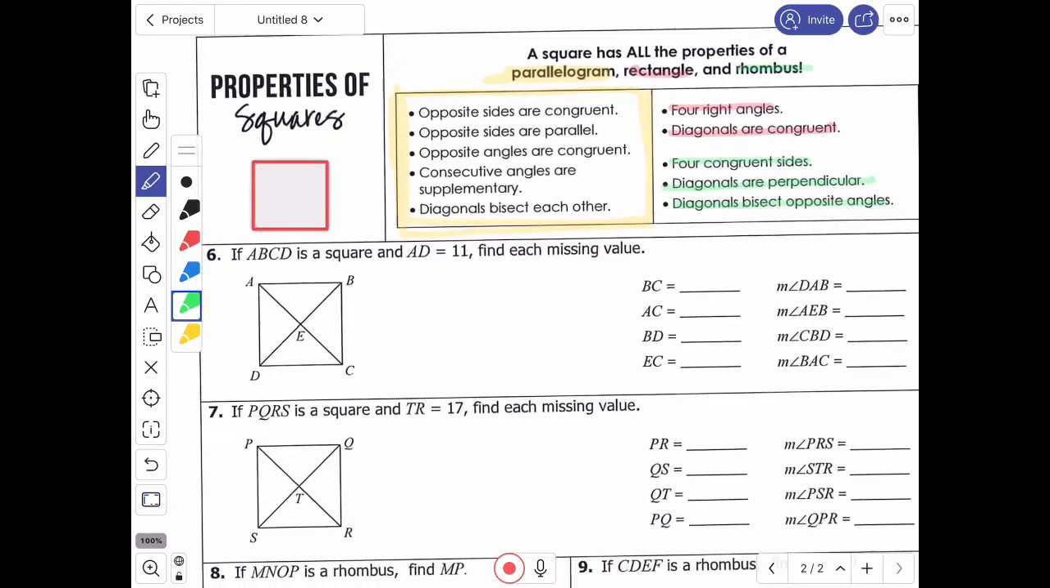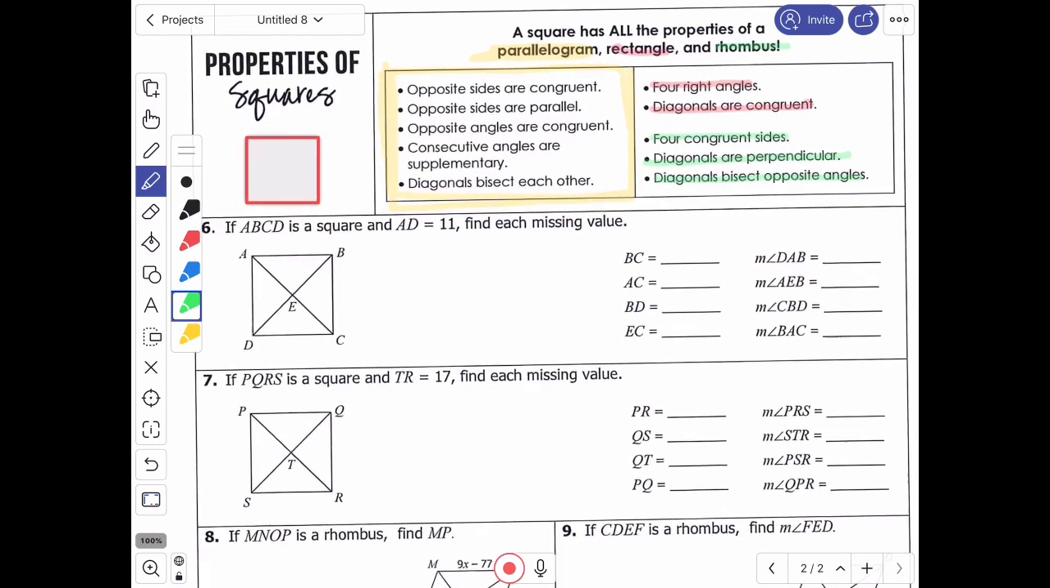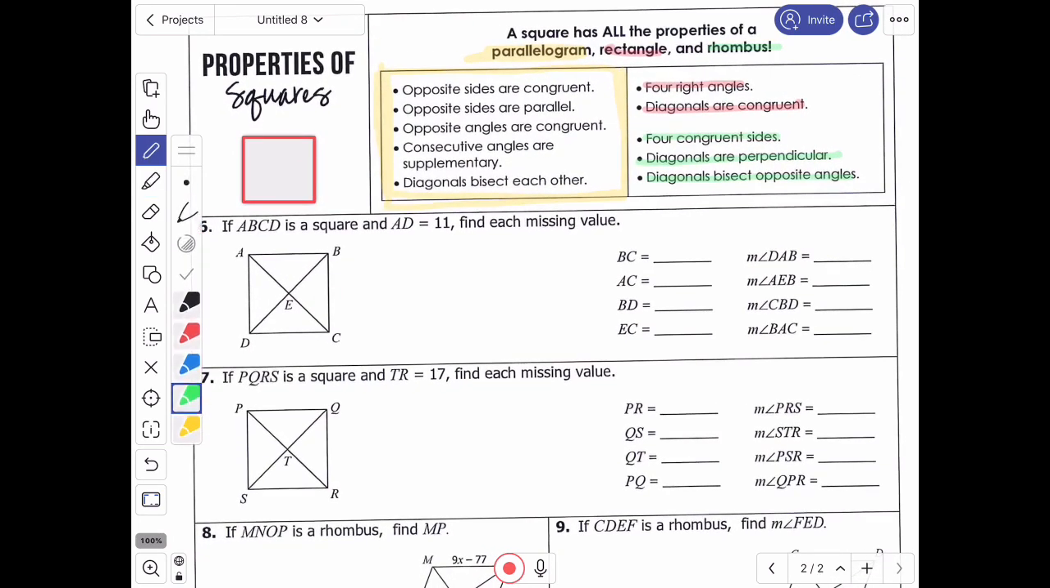So if I look at this first problem, I have, if ABCD is a square and AD is 11, that's all they're going to tell me. AD is 11. Find each missing angle.